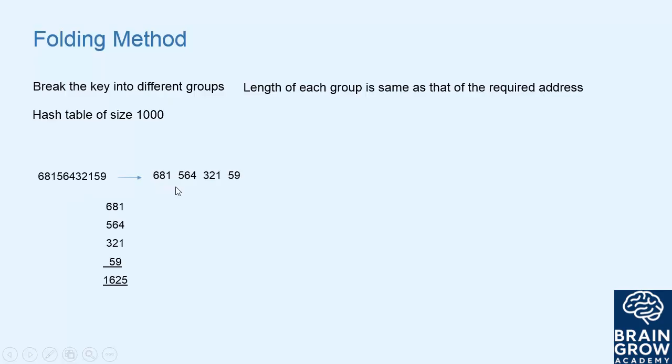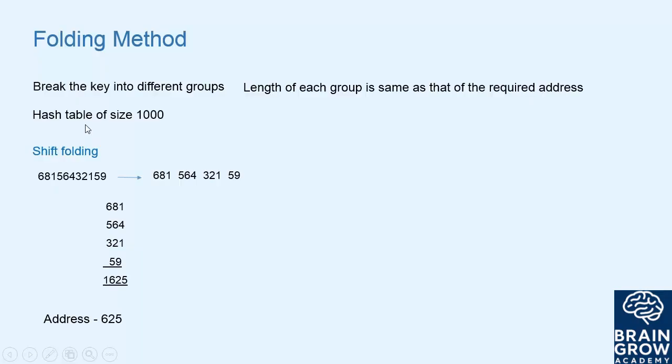Now these groups of the key are shifted such that the least significant digits of all groups are in the same line, and then these groups are added. Now we can obtain the address of the key by ignoring the final carry in the sum. So the hash address for this key is 625. This method is called shift folding.